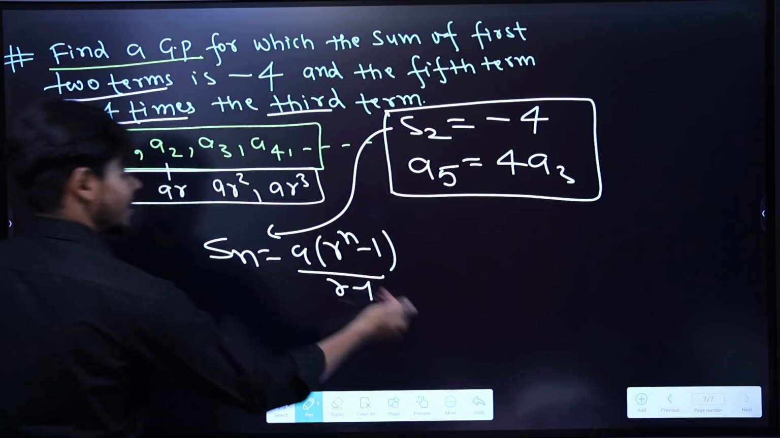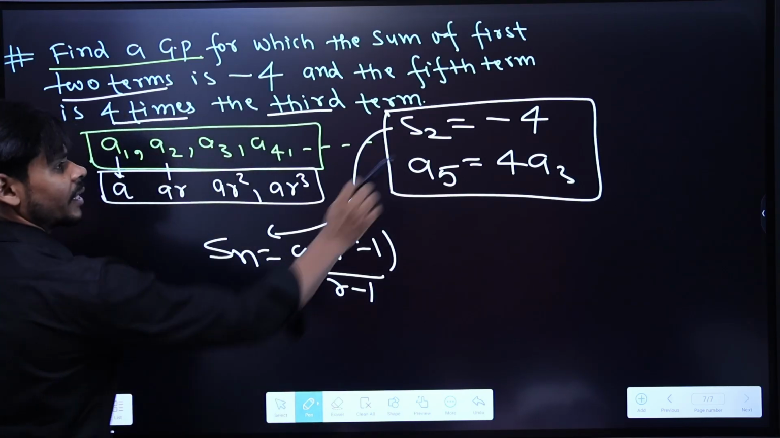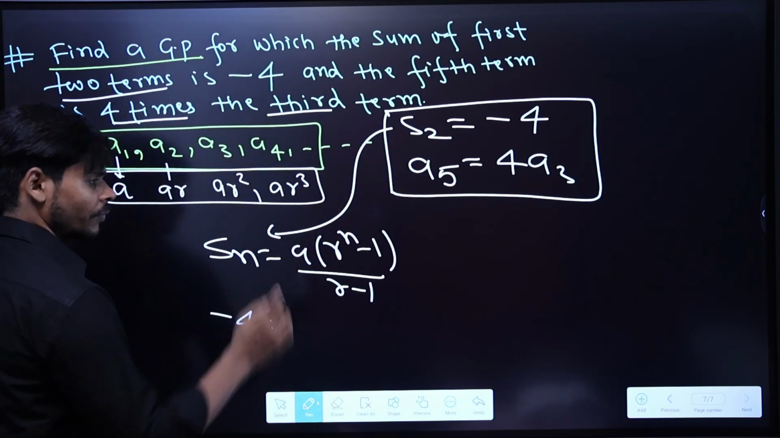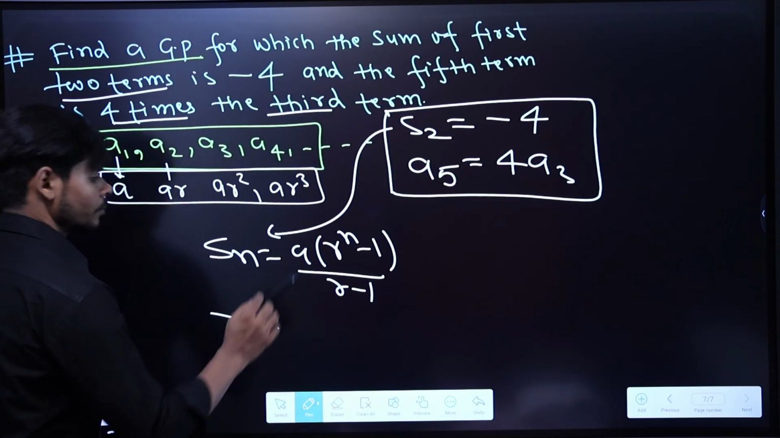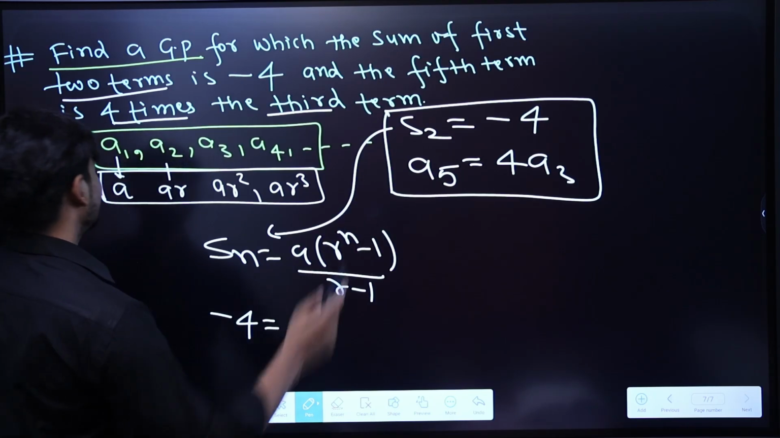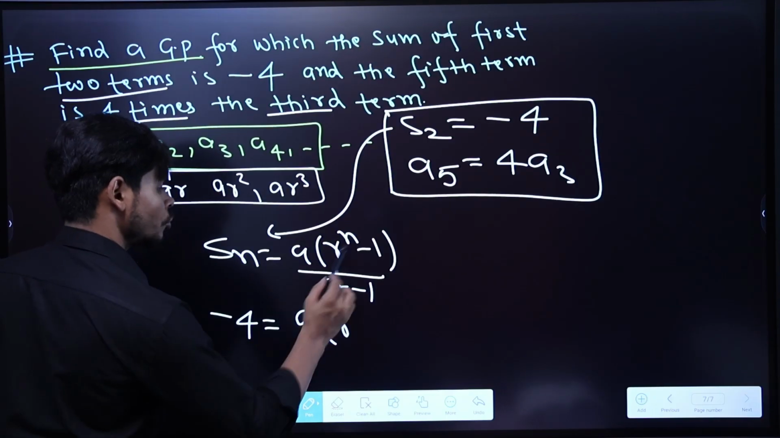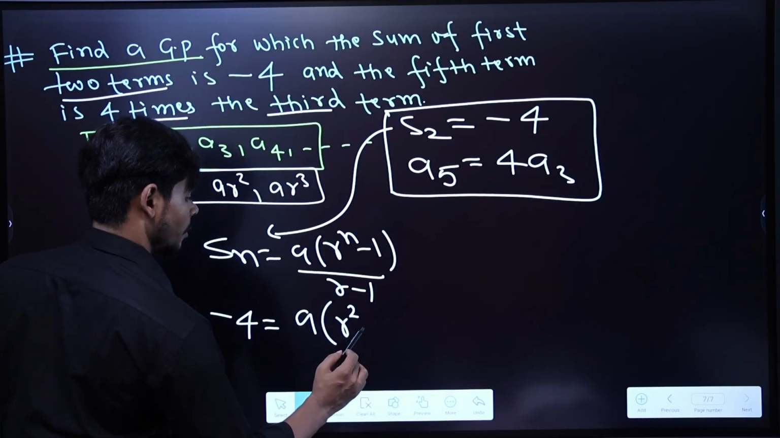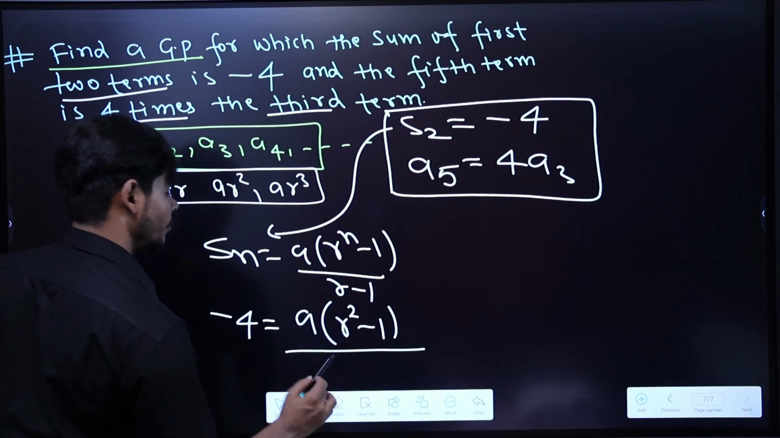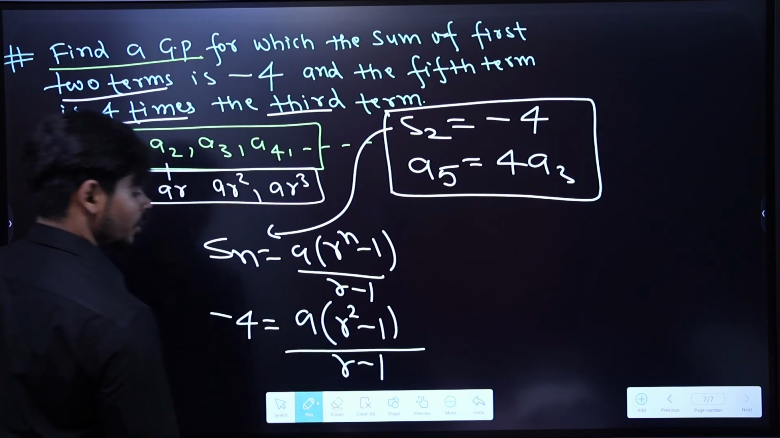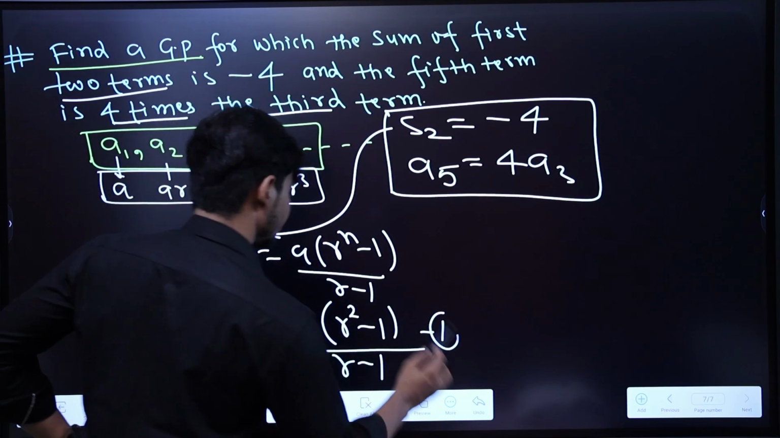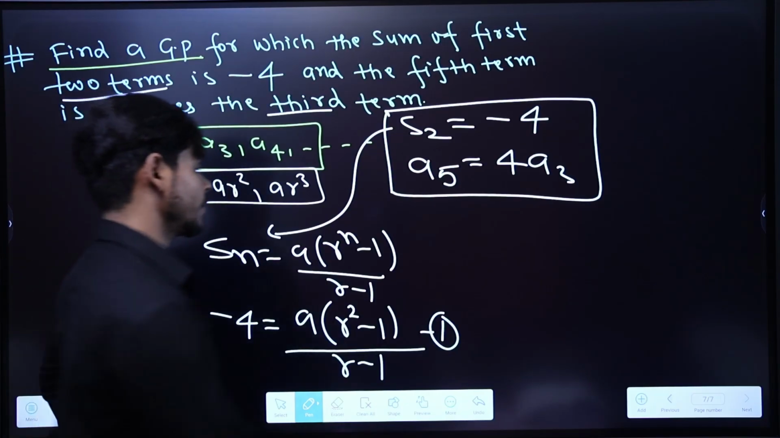So Sn. S2, basically S2 is -4. At the place of n, I'm going to use 2. A is A, we don't know. Actually, we need to find the A and R. So A, R, we don't know. N is 2, right? 2. Then R to the power 2 minus 1, whole divided by R minus 1. Got it? Okay, let's say this is the first equation.